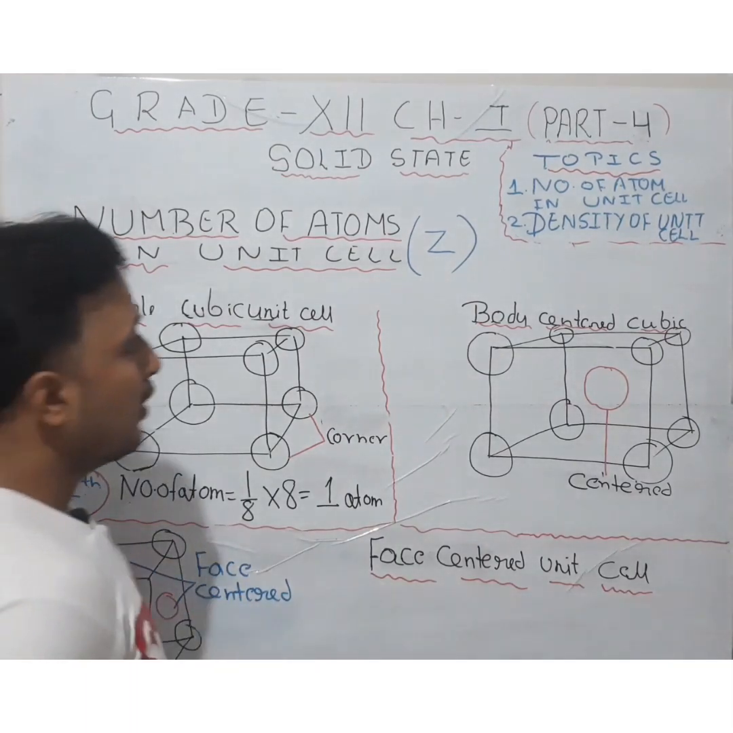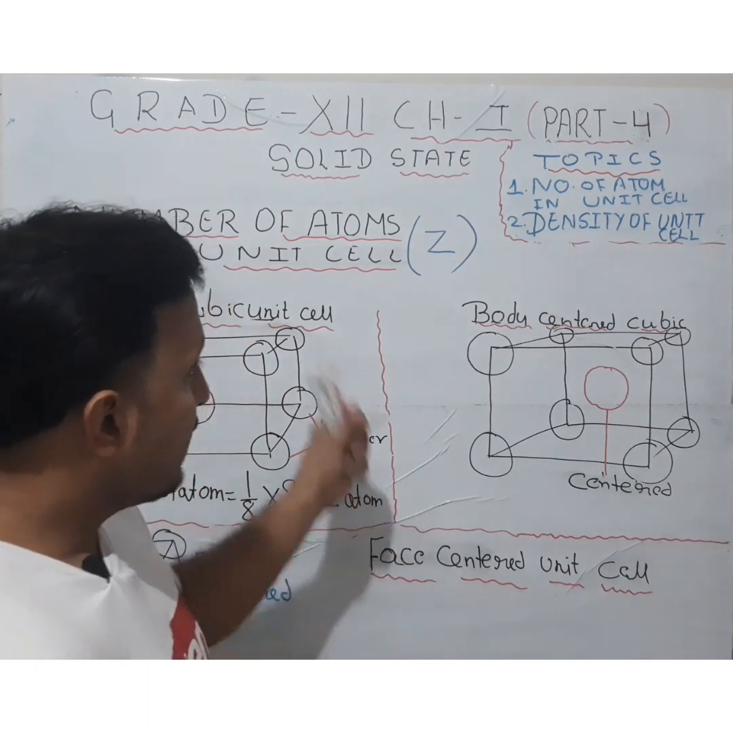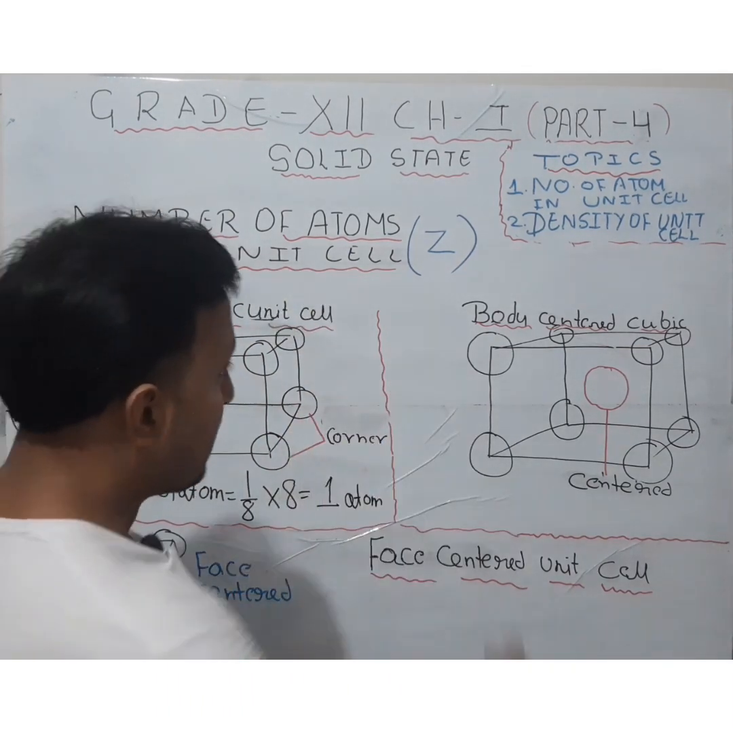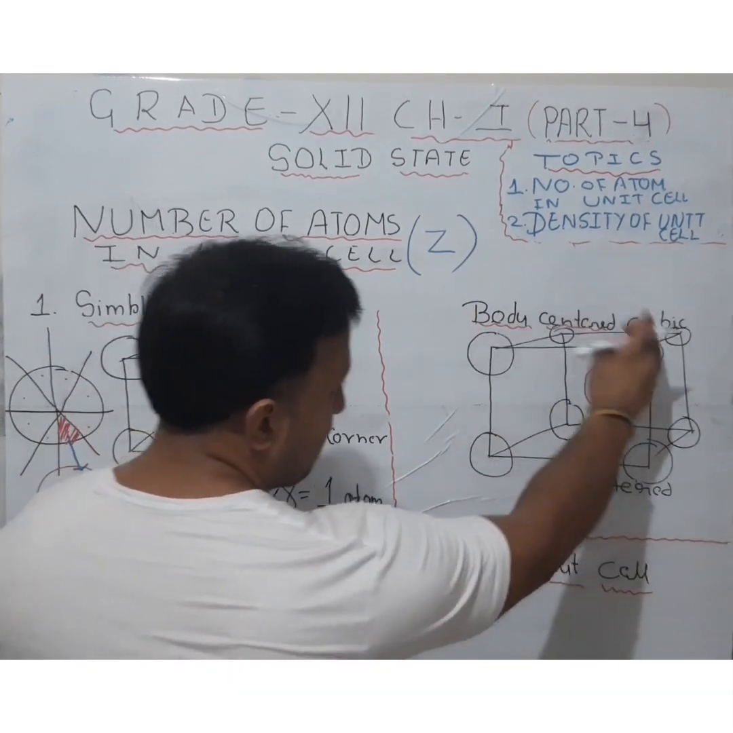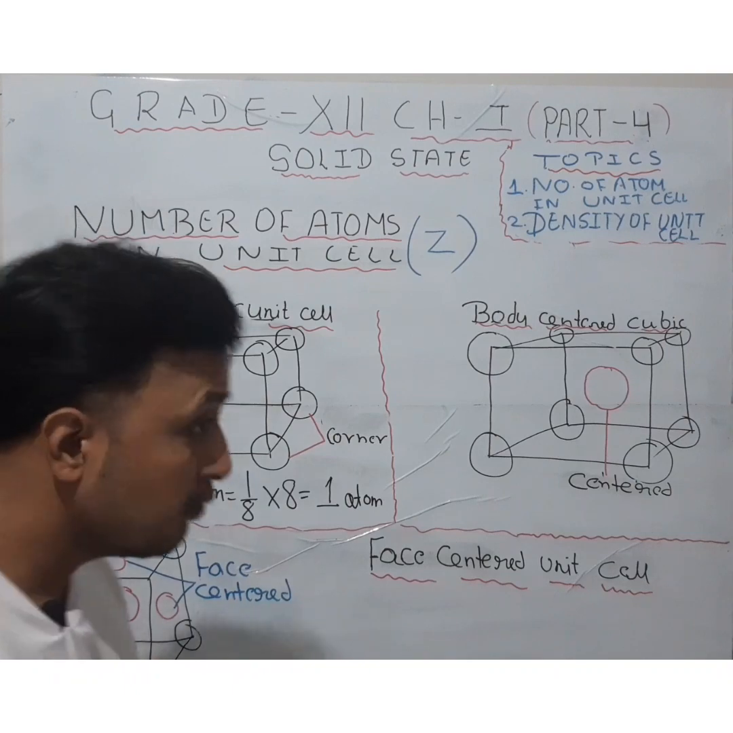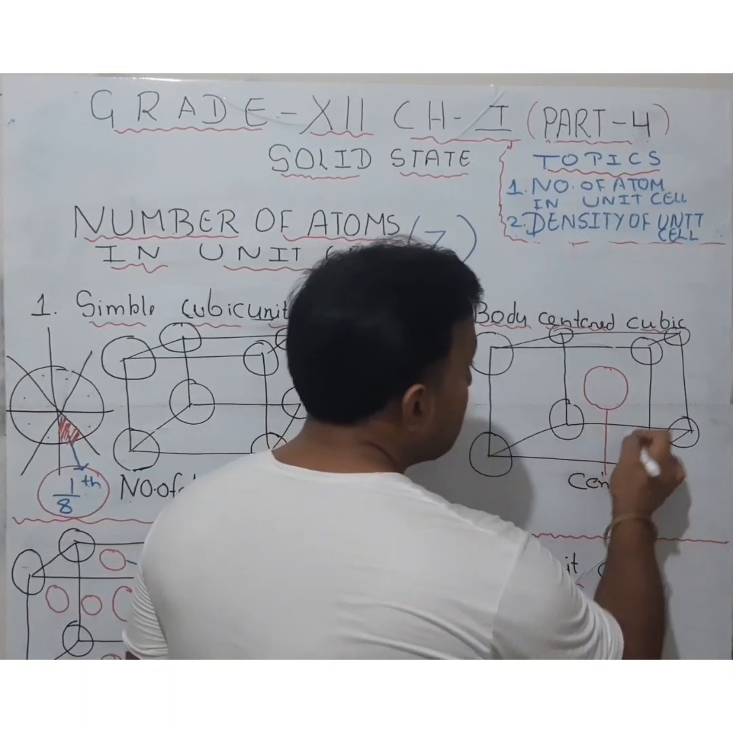Now we move to the body-centered cubic. Now see students, in the case of body-centered cubic, a little bit of memorization: all the particles occupy corner positions as in the case of the simple cubic also, but one particle is present in the center of the unit cell.